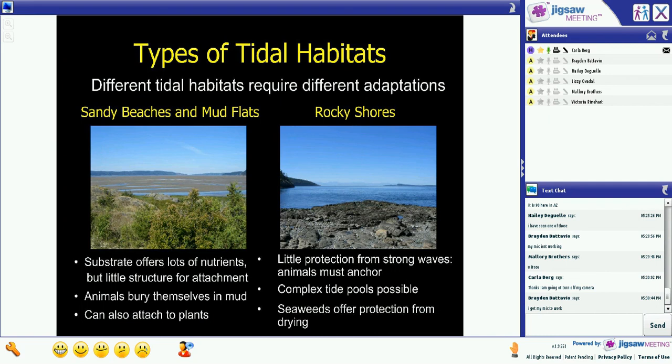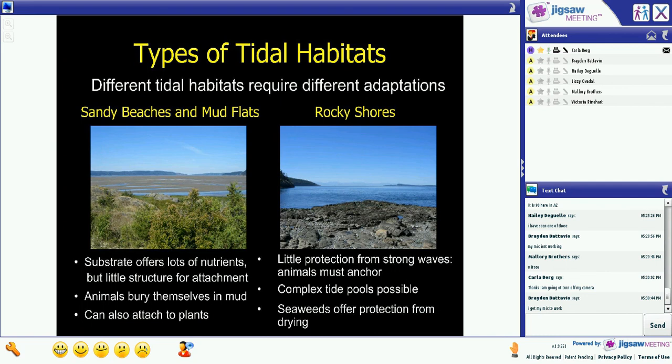Awesome. So these are the two most common tidal habitats. We have sandy beaches with lots of spots for animals to hide or bury themselves. And on the other side, we have rocky shores. Rocky shores have or can have tidal pools in them. So when it's high tide, they're covered all the way with water and connected to the rest of the beach area. However, when it's low tide, these little pools of water become isolated.